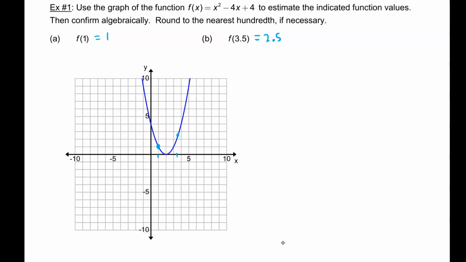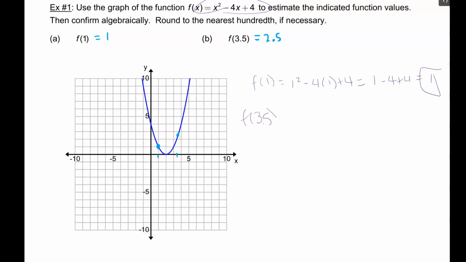Now we need to confirm algebraically. So f of 1, we have the function, so let's go ahead and plug in. f of 1 is 1 squared minus 4 times 1 plus 4. So this is 1 minus 4 plus 4. We were exactly right. The answer is 1.